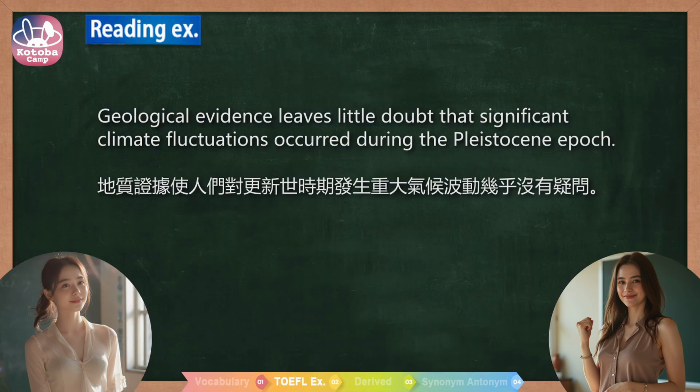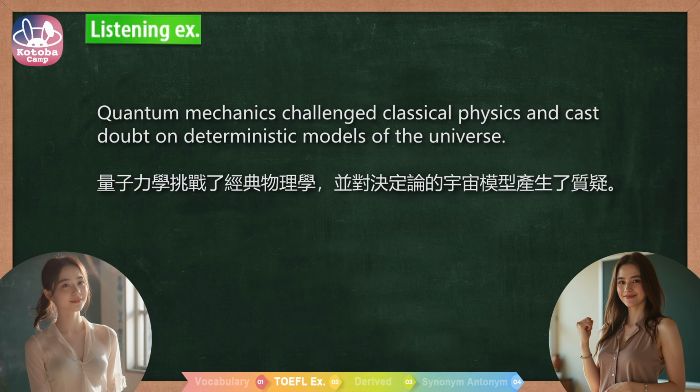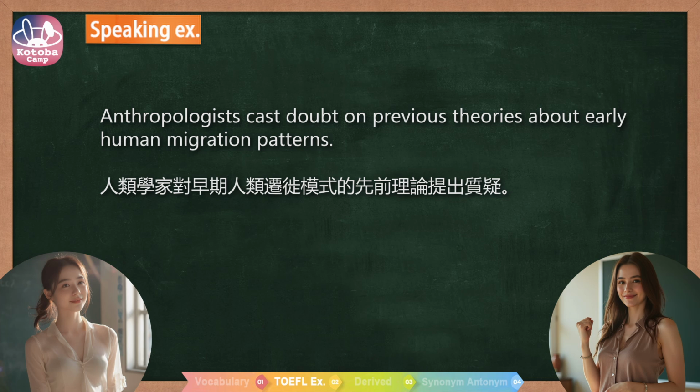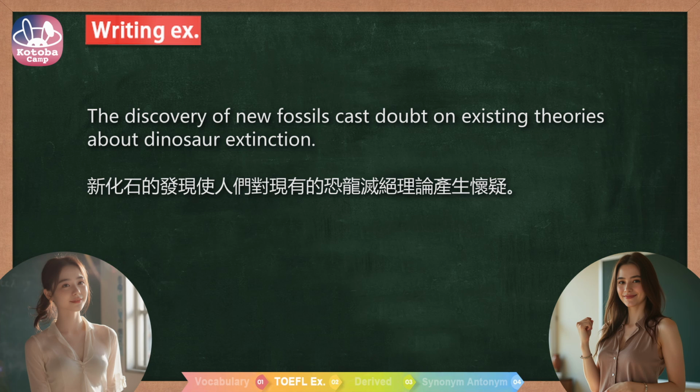Geological evidence leaves little doubt that significant climate fluctuations occurred during the Pleistocene epoch. Quantum mechanics challenged classical physics and cast doubt on deterministic models of the universe. Anthropologists cast doubt on previous theories about early human migration patterns. The discovery of new fossils cast doubt on existing theories about dinosaur extinction.